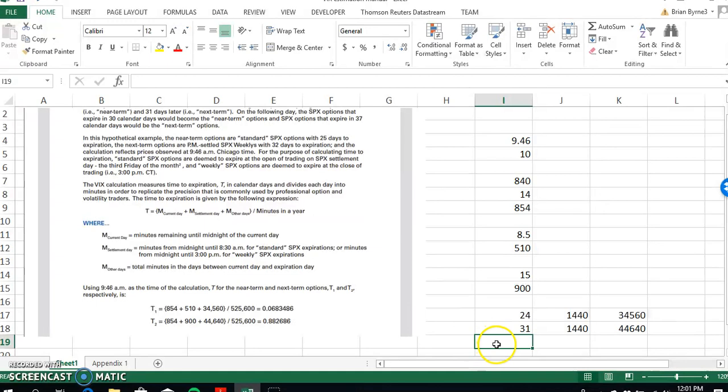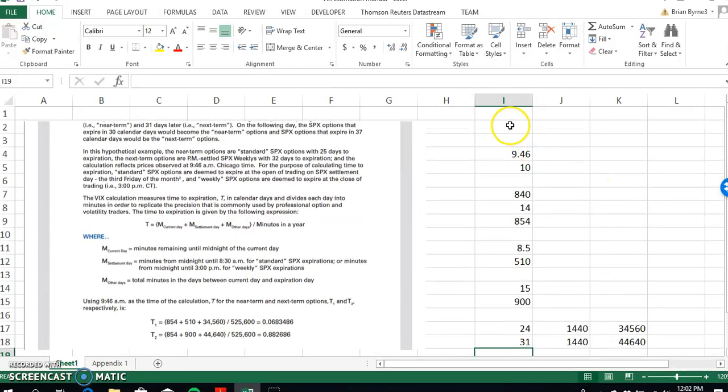The only thing that remains then is, where are we getting this 525,600? Well, let's think about this for a moment. There are 24 hours in a day. There are 60 minutes in an hour. There are 365 days in a year. So there are 525,600 minutes per year.